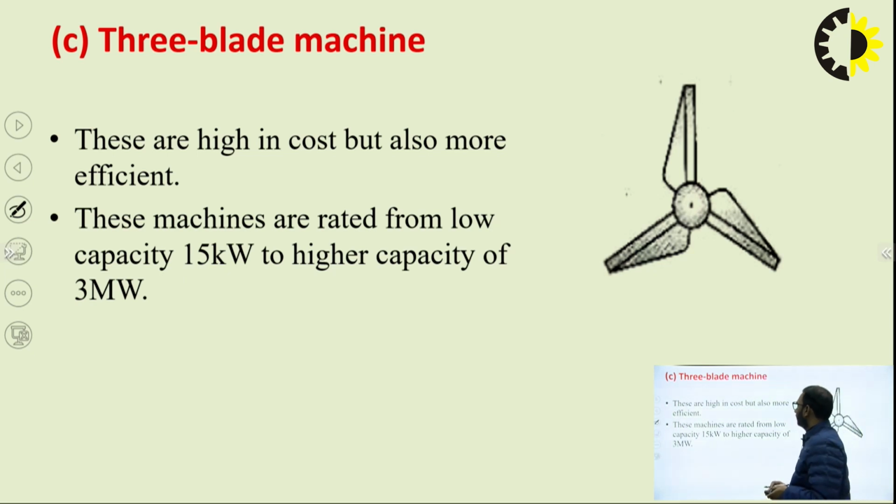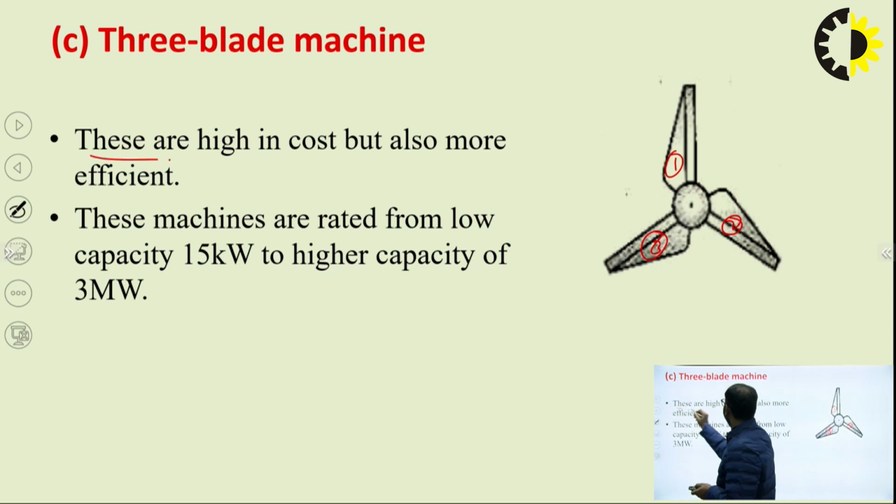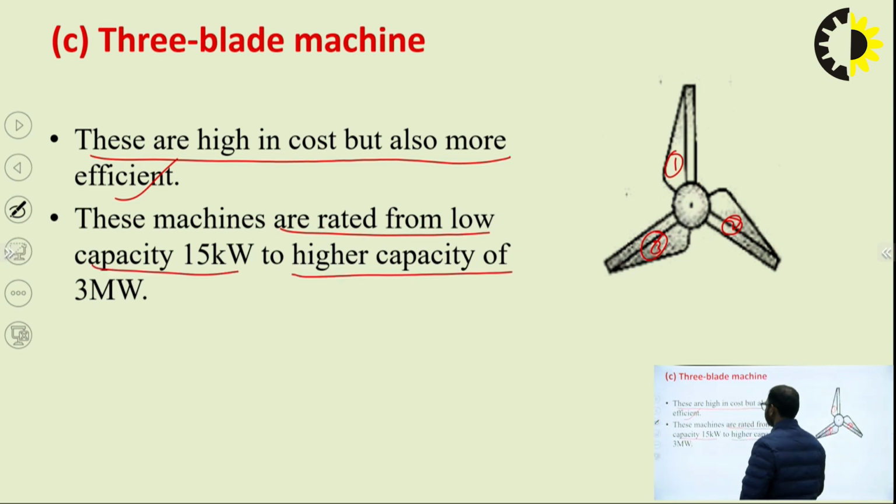Then another one is 3-blade machine. Here there are 3 blades, 1, 2 and 3, so it is called 3-blade machine. In this machine, these are high in cost but also more efficient. These machines are rated from low capacity 15 kilowatt to higher capacity of 3 megawatt. So by using this 3-blade machine, we can produce power between 15 kilowatt to 3 megawatt, and this is more efficient compared to single blade and twin blade machine.